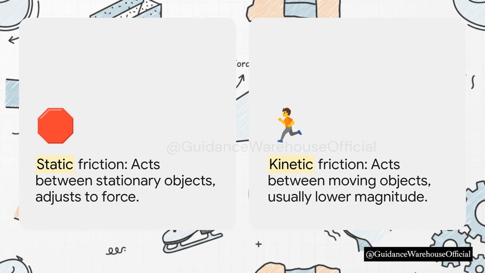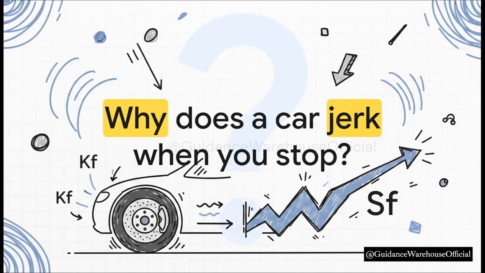But once the crate actually slips, kinetic friction takes over. Kinetic friction acts between moving objects, and crucially, it has a much lower magnitude. That is exactly why it's easier to keep the crate sliding than it was to get it started in the first place. Now let's test this with a real-life analogy.